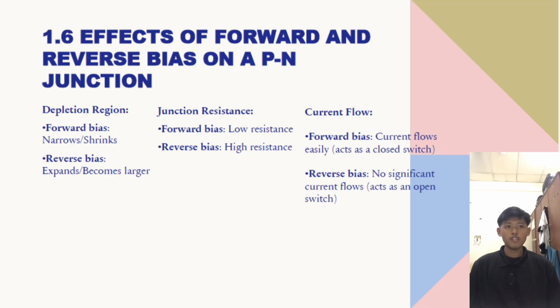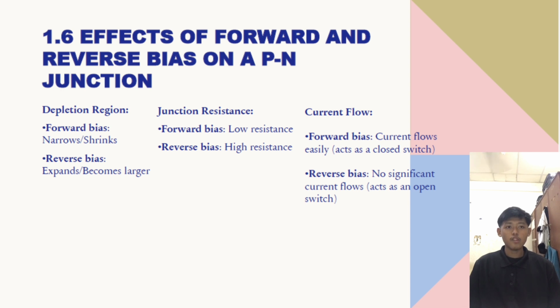Let's talk about the depletion region. In forward bias, the depletion region gets smaller or narrow, allowing current to flow. On the other hand, in reverse bias, the depletion region becomes wider, restricting current. Next, we have the junction resistance. Under forward bias, the resistance is low, making it easier for current to pass through. In contrast, reverse bias increases the resistance, which blocks current.